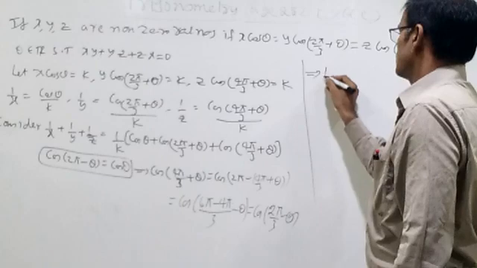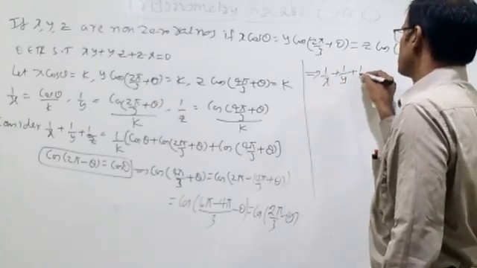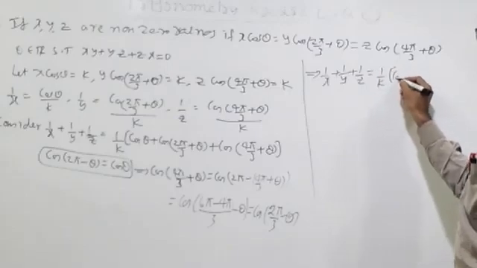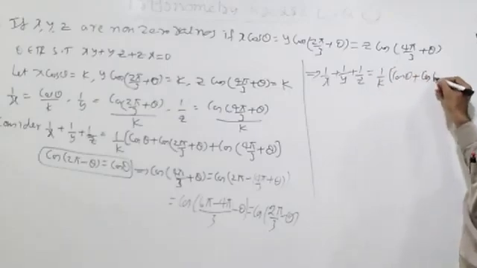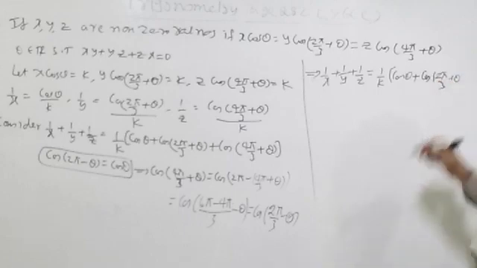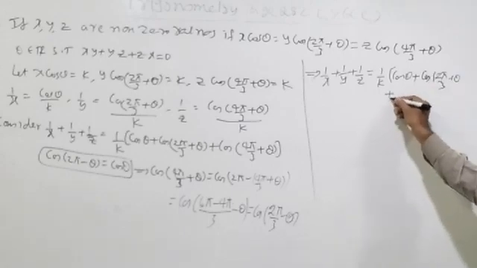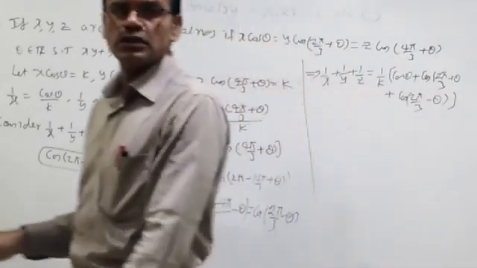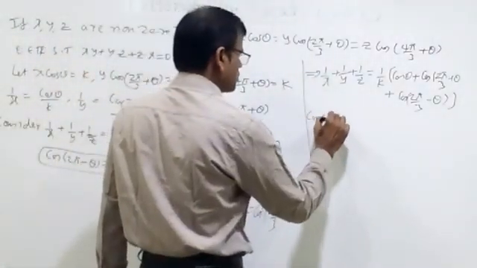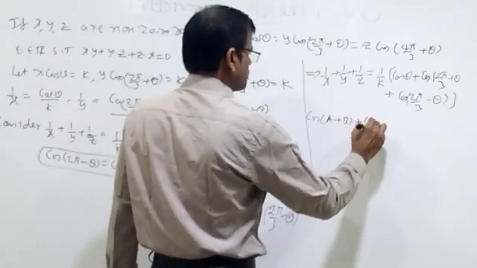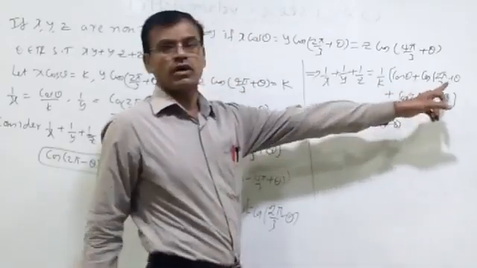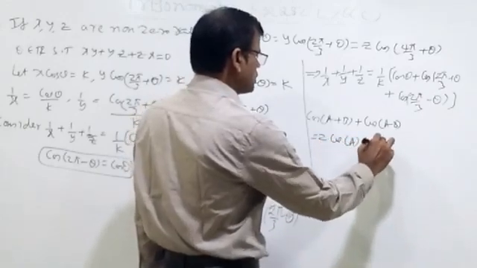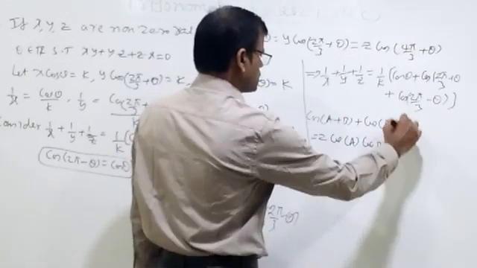That implies the value we have considered, 1 by x plus 1 by y plus 1 by z, we can get in the form of 1 by k, taking common, cos theta plus cos of 2 pi by 3 plus theta, plus cos of 2 pi by 3 minus theta. And the second formula we use today is cos of a plus b plus cos of a minus b, which is 2 cos a into cos b.